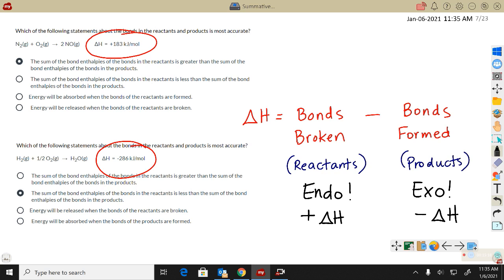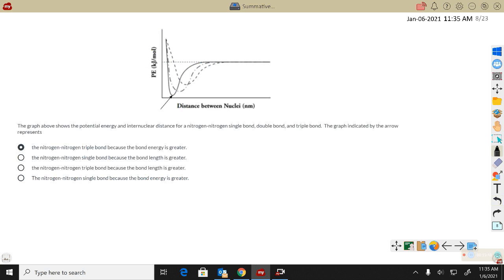The second one is exothermic. Of course we still had to break the hydrogen and oxygen bonds, but when I form the water molecules, I get more energy released. So now the sum of the bond enthalpies for the bonds in the reactants is less than the sum of the bond enthalpies of the bonds in the products. And again, enthalpy is just a fancy word for energy. I really, really like this question too. It's just getting at the concept of making bonds and breaking bonds.